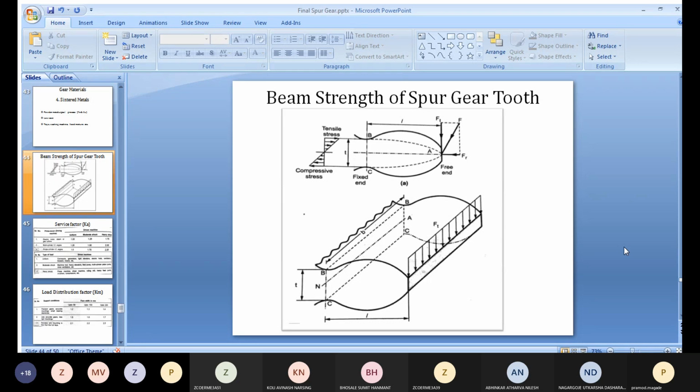Second, FT, tangential force, acts throughout the length. In bracket, UDL, uniform distributed load. Correct. And third, the effect of stress concentration is neglected. Whatever the loads coming on a structure, we will have to consider as zero while designing the gear tooth. So these are the assumptions which Lewis has considered while designing, and we need to follow that.